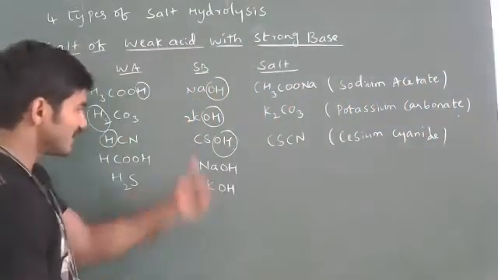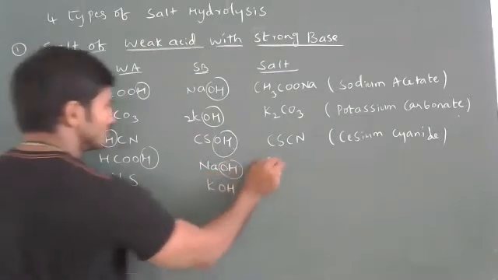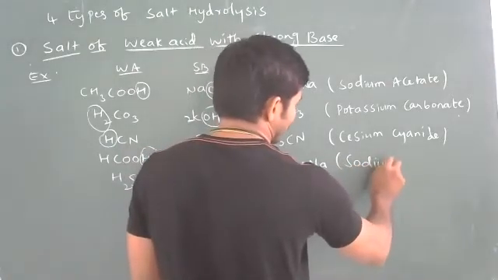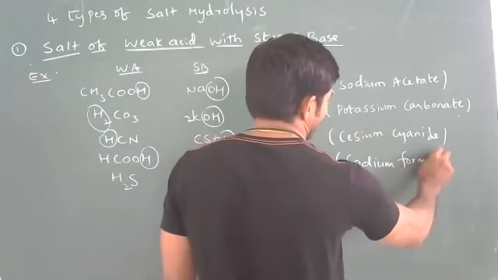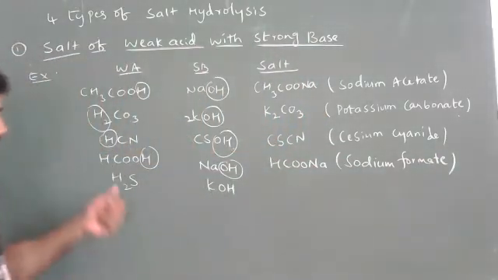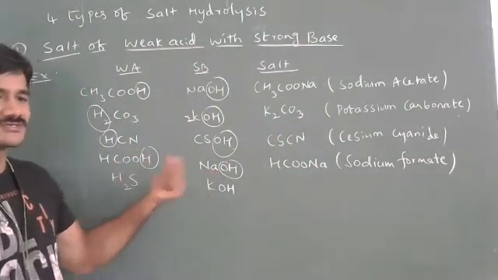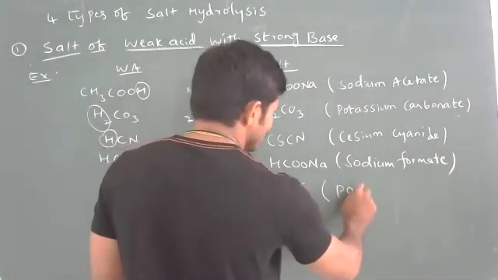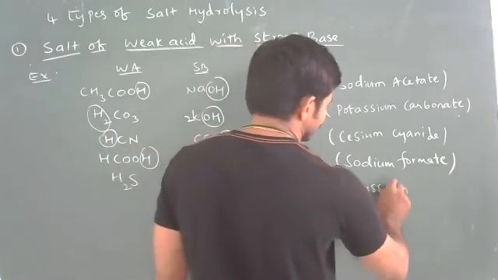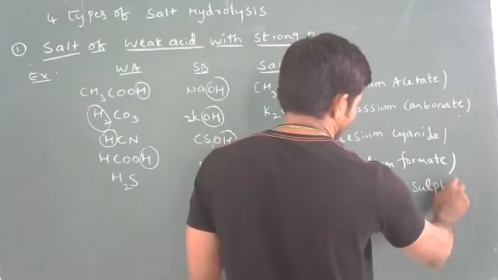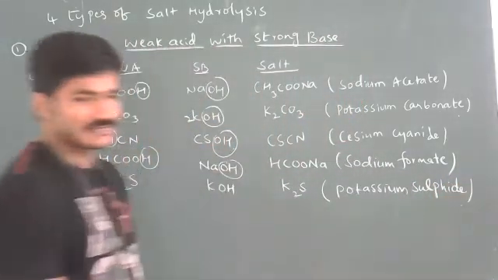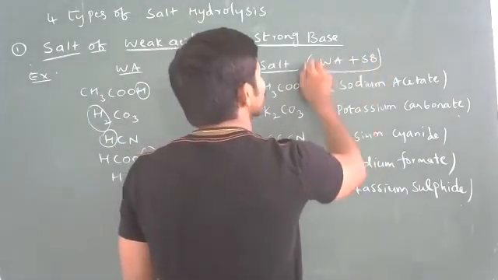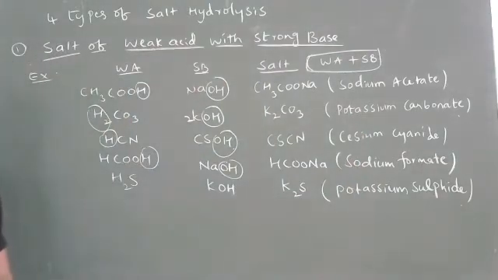Okay. So this way you write the remaining salts. Formic acid with sodium hydroxide, we'll get sodium formate. And this we get as K2S, potassium sulfide. So all these are salts which are prepared from weak acid with strong base. Understood?